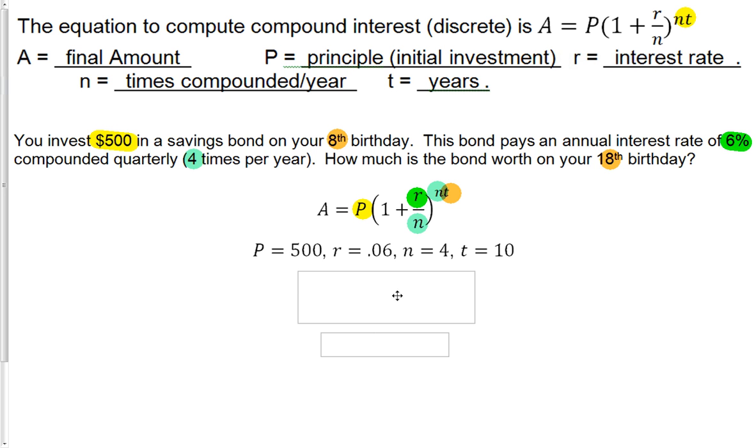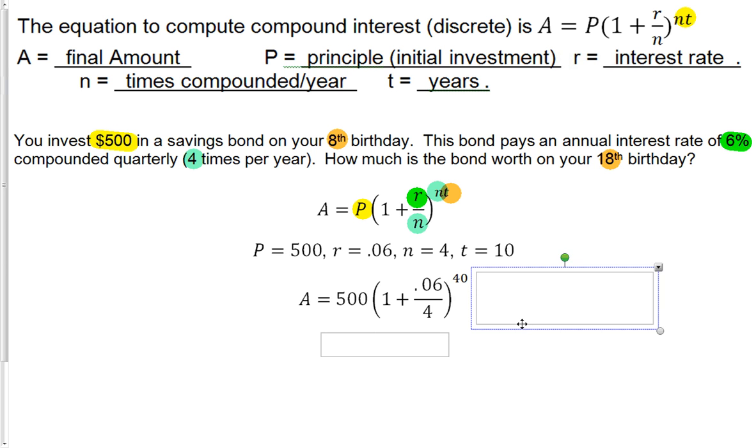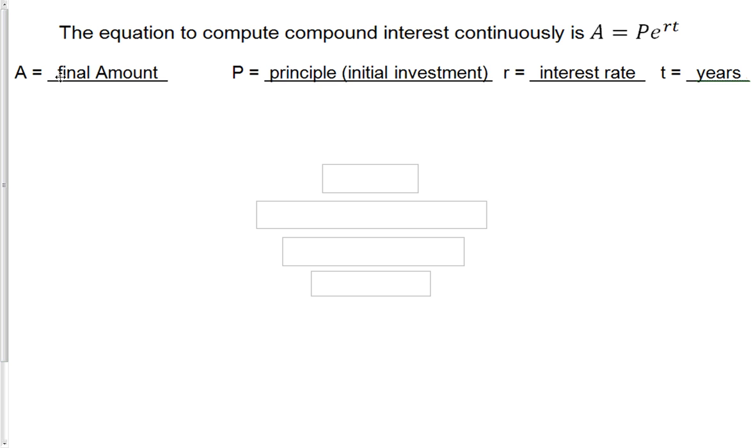All right, now we just need to pop all these into our equation. So A is going to be equal to 500 times 1 plus 0.06 over 4, R over N, to the N times T power. So 4 times 10 is 40, N times T power. Once you pop this into your calculator, it's just going to give you an answer right away, and that answer is going to be 907.01. You're going to want to round it to a dollar amount with cents because it's money. So $907.01.